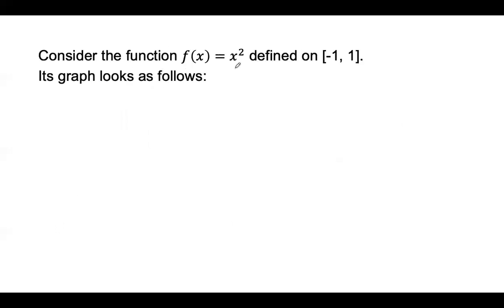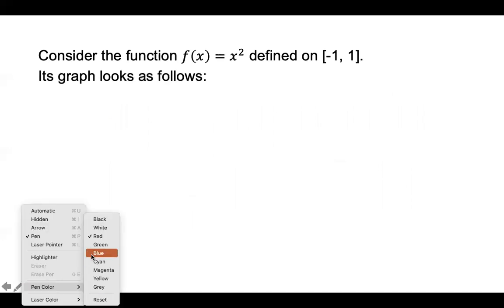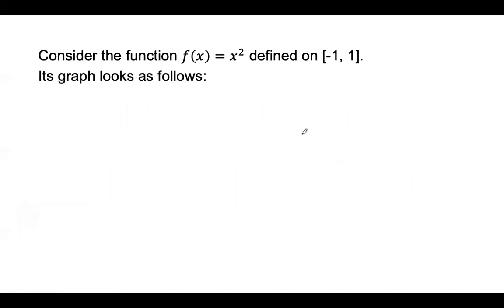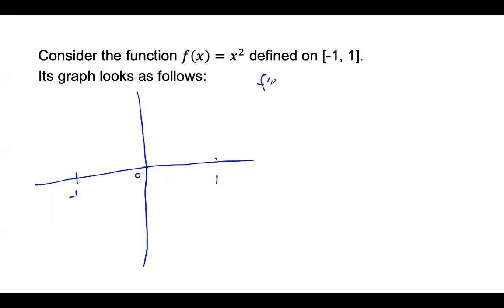So consider this function, x squared defined on -1 to 1. What does this look like? So you can graph it for the first time. It goes from -1 to 1. And we can do a table of values for the function f of x equals x squared. So you can start plotting.